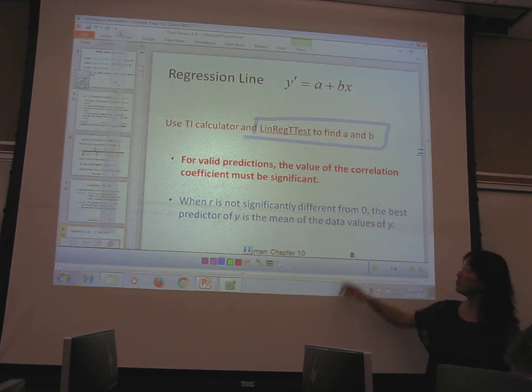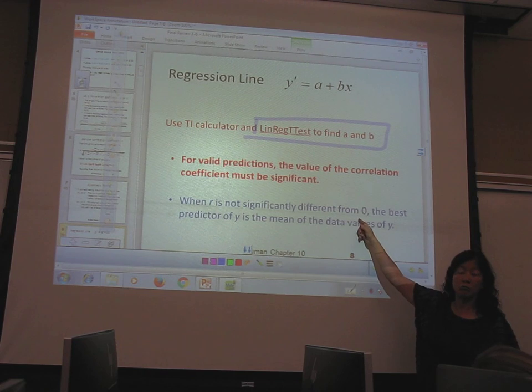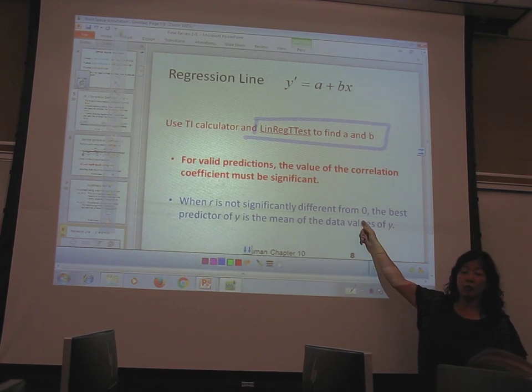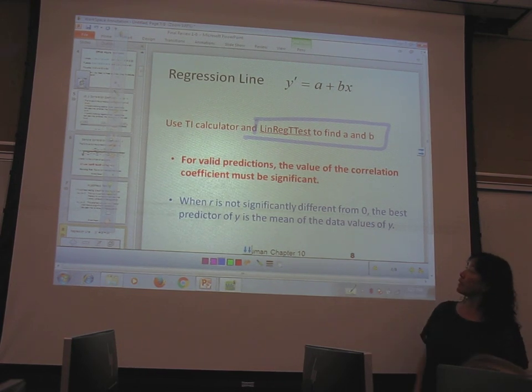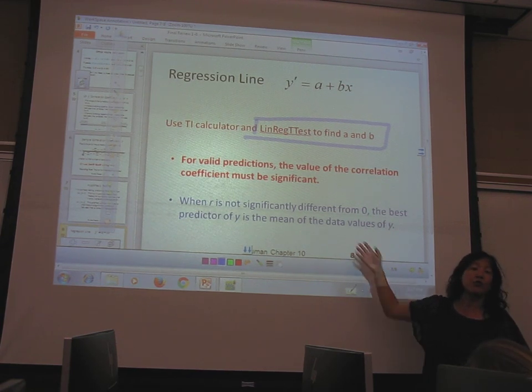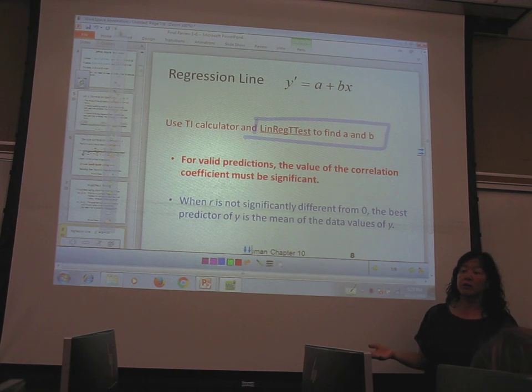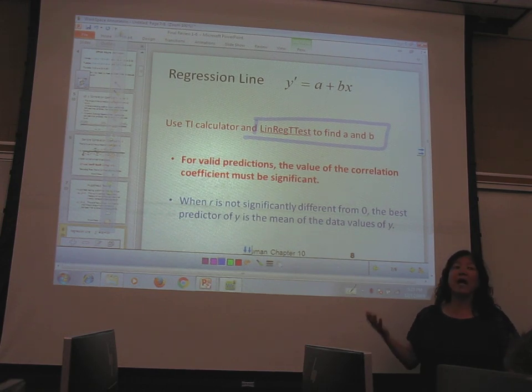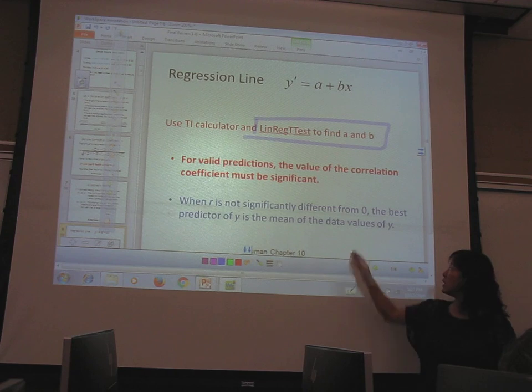Keep going. When r is not significantly different from 0, the best predictor of y is the mean of the data values of y. Right? When my r is close to 0, when it's not a line, when I do not reject H naught, then you can't use that line. The best predictor is the y value mean. If there's no correlation, then my best guess at somebody's test score is whatever the average of the class was. The mean of y, the mean of the scores. Make sense?